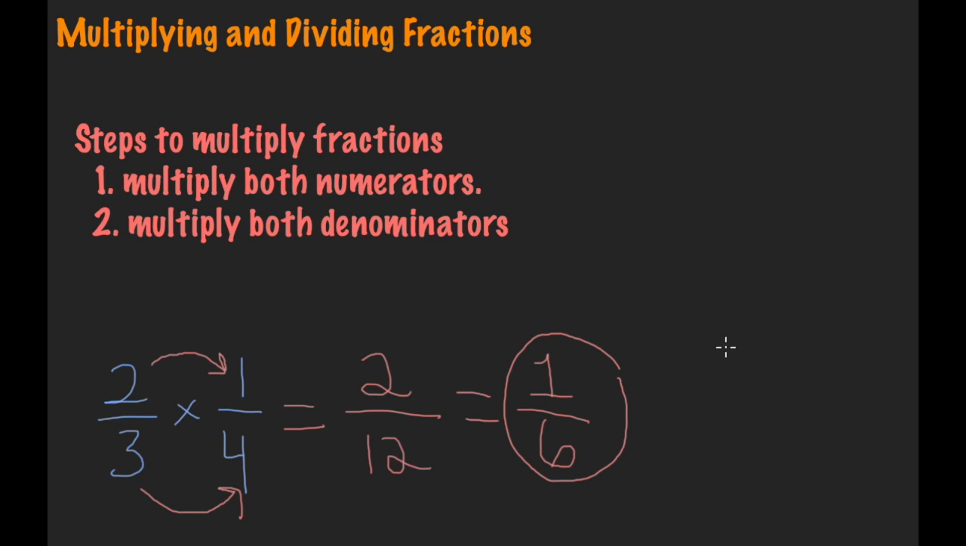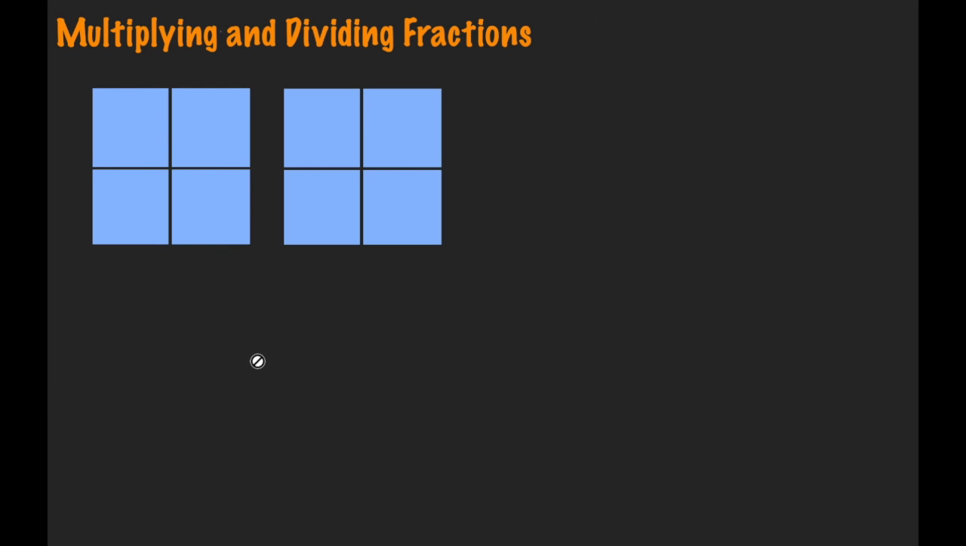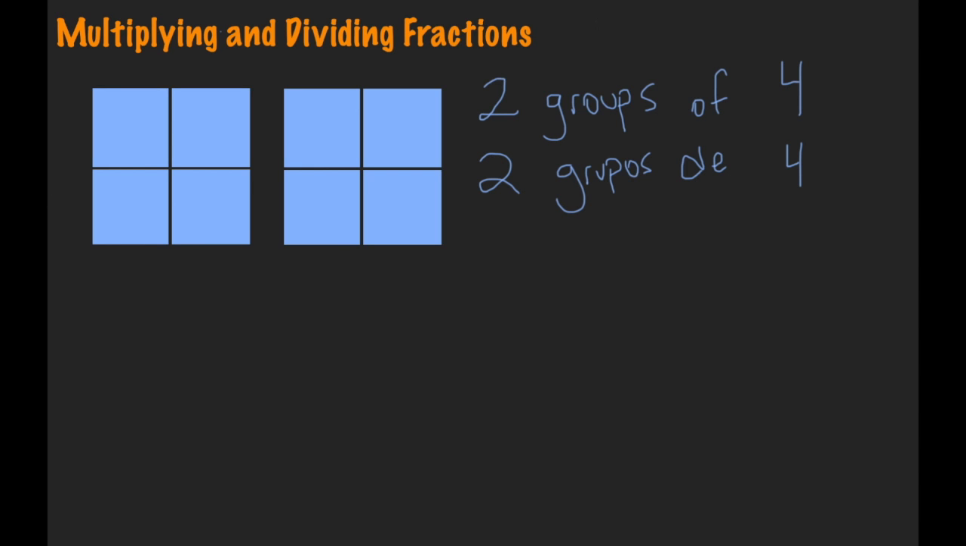But why? Why does this work? To understand why this works, let's understand what multiplication means. And let's go back to whole numbers to see that. Look at what we have on the screen. How many little squares do we have? 8, right? But in other words, we could also say that we have two groups of 4. One group here and one group here. When we say two groups of 4, what we are doing is actually multiplying.